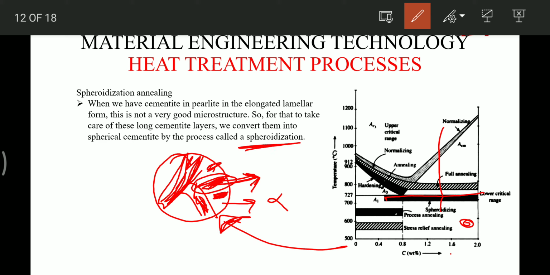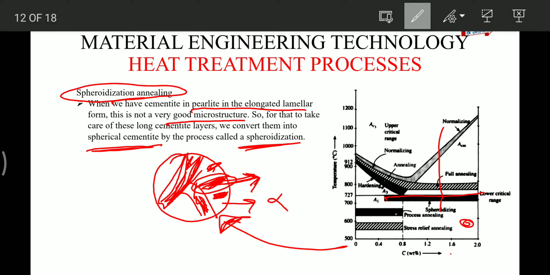So that is why spheroidizing annealing is carried out. When we have cementite in pearlite in an elongated lamellar form, this is not a very good microstructure. To take care of that, we convert them into spherical cementites by the process of spheroidization annealing. So let's see what this process is all about.